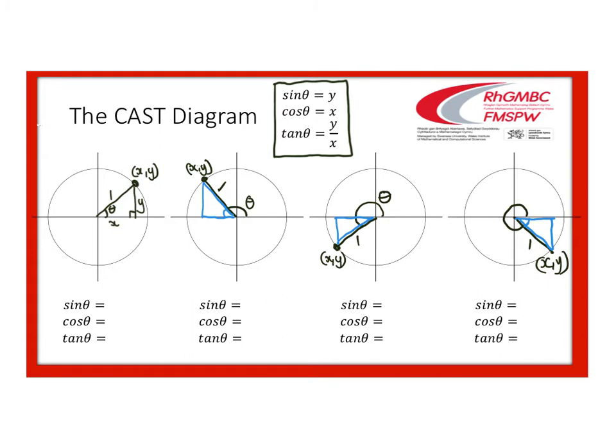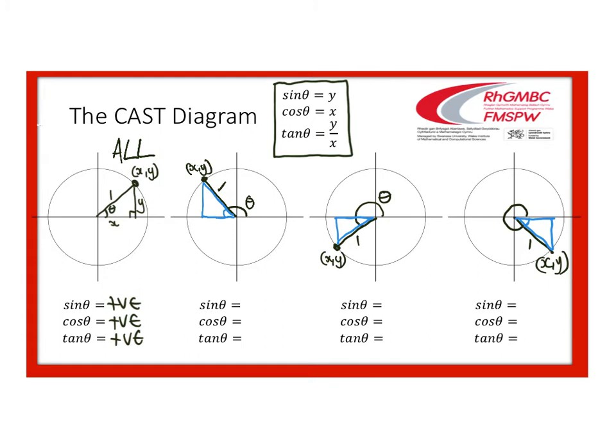Now, where does the cast diagram come from? Well, the cast diagram comes from looking at these 4 different scenarios. When we've got our radius and our point in the first quadrant, you'll notice that the coordinate for y will be positive, and so sine theta is positive. And the coordinate for x will be positive, so cos theta will also be positive. And then tan theta, which is y over x, will also be positive. So what we can say is that all trigonometric ratios in the first quadrant are positive.